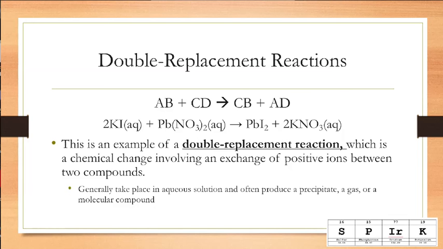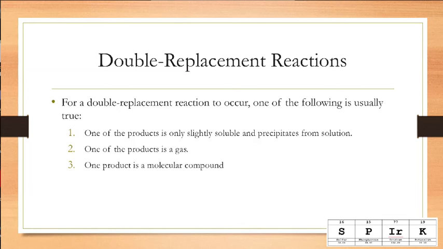A double replacement reaction is a chemical change involving an exchange of positive ions between two compounds. Generally, this takes place in aqueous solution and often produces a precipitate, a gas, or a molecular compound. For a double replacement reaction to occur, one of the following is usually true. The first is that one of the products is only slightly soluble and precipitates from solution. The second is that one of the products is a gas. The last is that one product is a molecular compound.